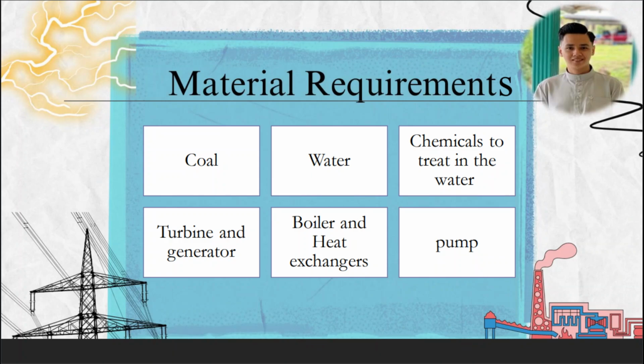And fourthly is the turbine and generator. The function of the turbine and generator is converting energy from coal to electricity. And the fifth is the boiler and heat exchanger. The function is to turn water into steam. And lastly is the pump, to transfer water to the power plant.